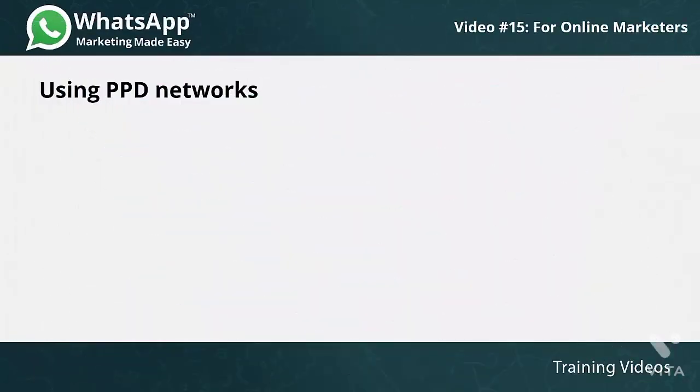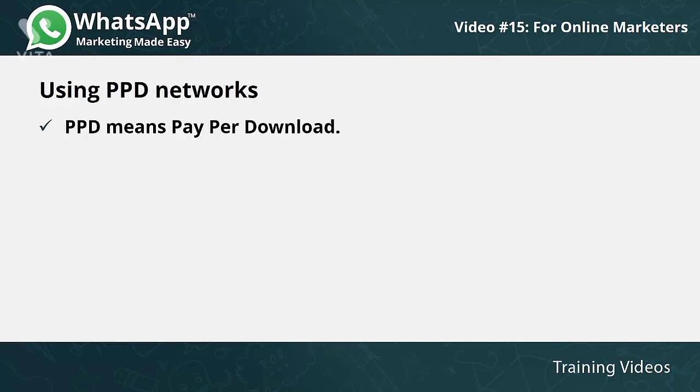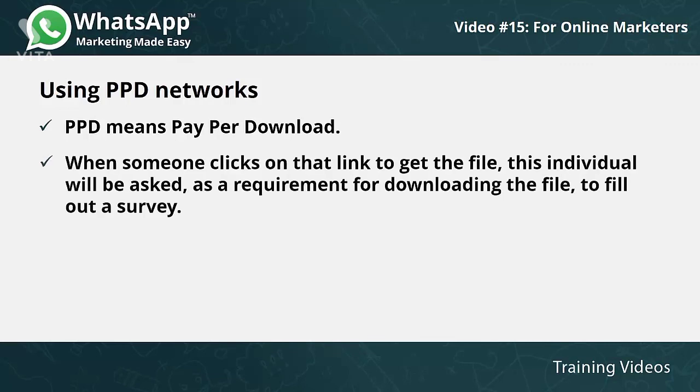Using PPD networks. PPD means pay per download. Examples of PPD sites are Linkbucks, CleanFiles, FileIce, ShareCase, etc. The working method of a PPD network is allowing registered users to upload files to its server. These users then promote their files, using custom links which are generated when uploading the file. When someone clicks on that link to get the file, this individual will be asked, as a requirement for downloading the file, to fill out a survey.